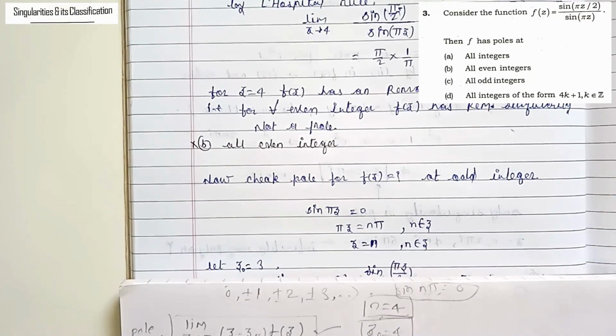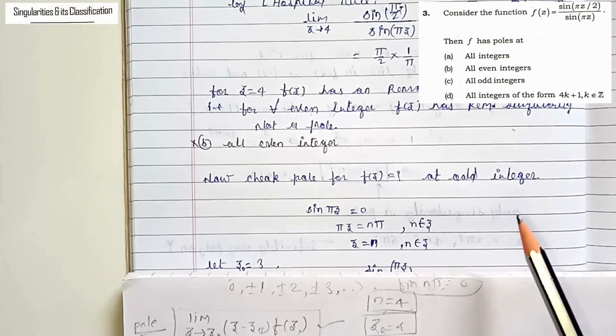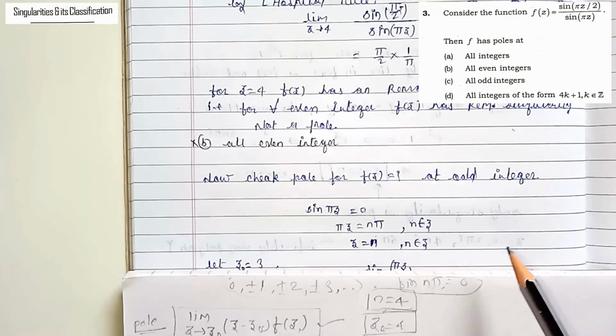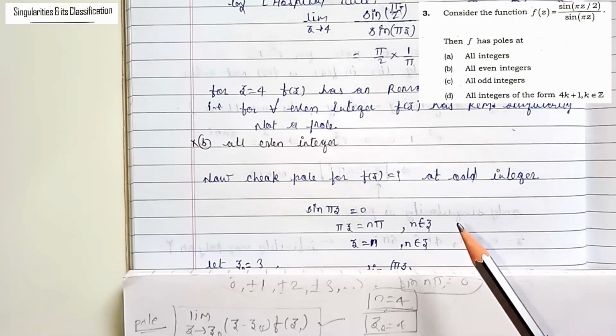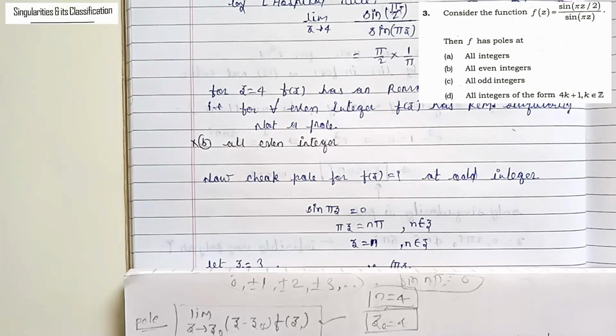Now options C and D say whether it gives us a pole for odd integers or not. Now let's check for odd integers for our function f of z. Apply the definition of a pole here, because we are not going to check removable singularity now. We checked it for even integers. Now we have to check for odd integers. So for that, take the definition of a pole and find out whether for odd integers our function gives a pole or not.